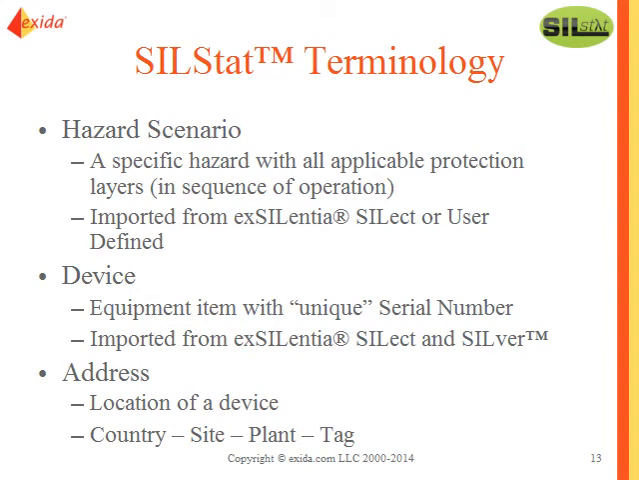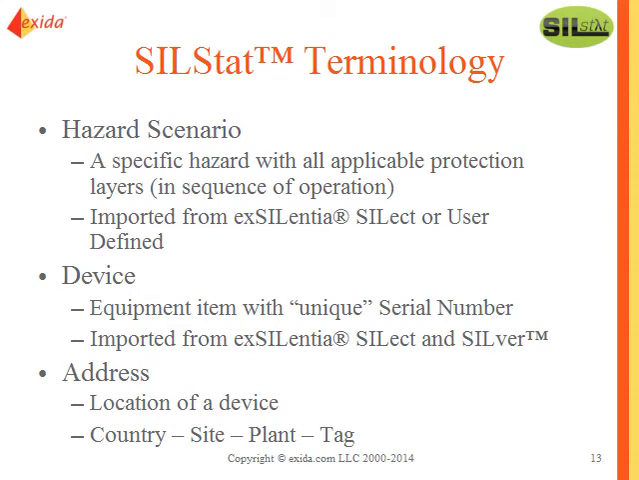We talk about devices, which is a specific equipment item with a unique serial number. Again, we can import this stuff out of the SILect tool or the SILver tool. You can also manually define it, but again, if you use the exSILentia software, this setup is a breeze. And then we talk about addresses, which is the physical location of a device. And that could, for example, be the country, the site, the plant, and the specific tag of that device.